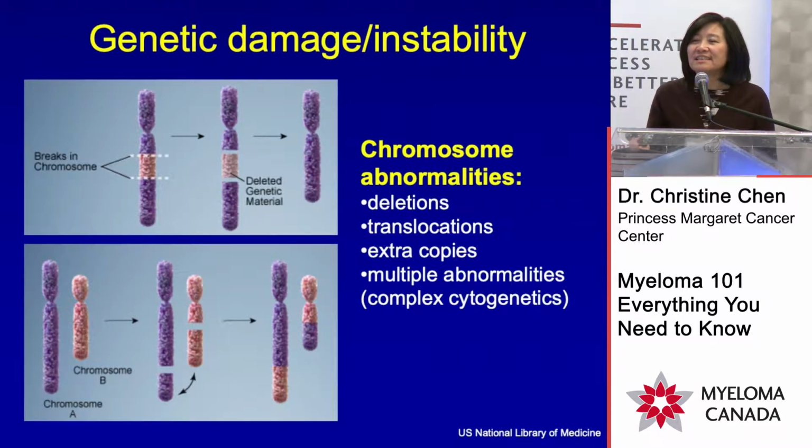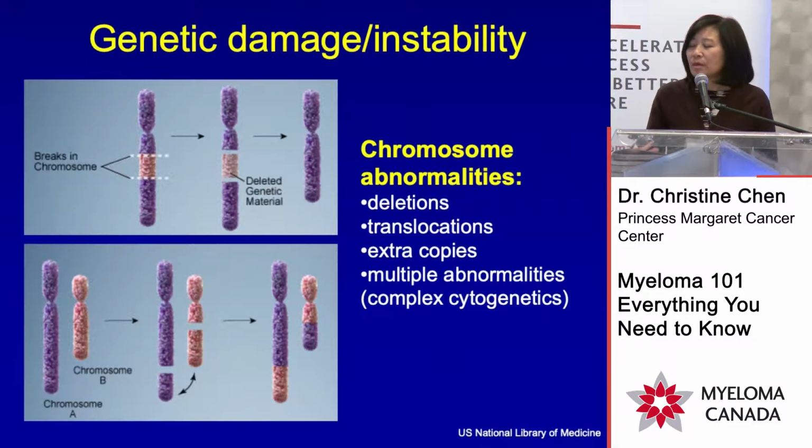A good example of a deletion that we always look for in myeloma is chromosome 17p deletion. That's where chromosome 17 is missing part of it; the p refers to the short arm of that chromosome. And that section that's missing has a gene called TP53, which is responsible for suppressing tumor growth. So if you're missing that, then you're not able to suppress tumor growth. That's a genetic abnormality we see in about 5 to 10% of patients when they're first diagnosed.